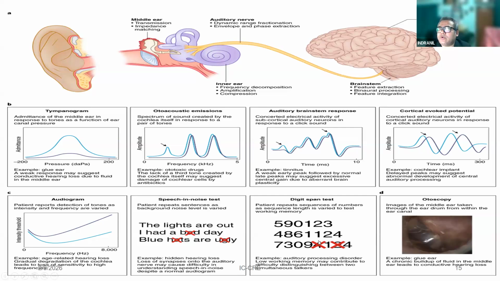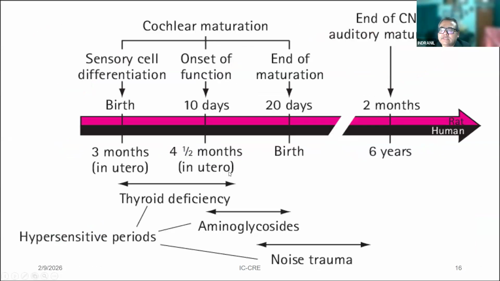Digit span test, because we want to understand the cortical functions. We also do otoscopy to check whether there are any obstructions in the external auditory meatus or in the tympanic membrane, etc. So see, this is the important part: cochlear maturation starts from birth.